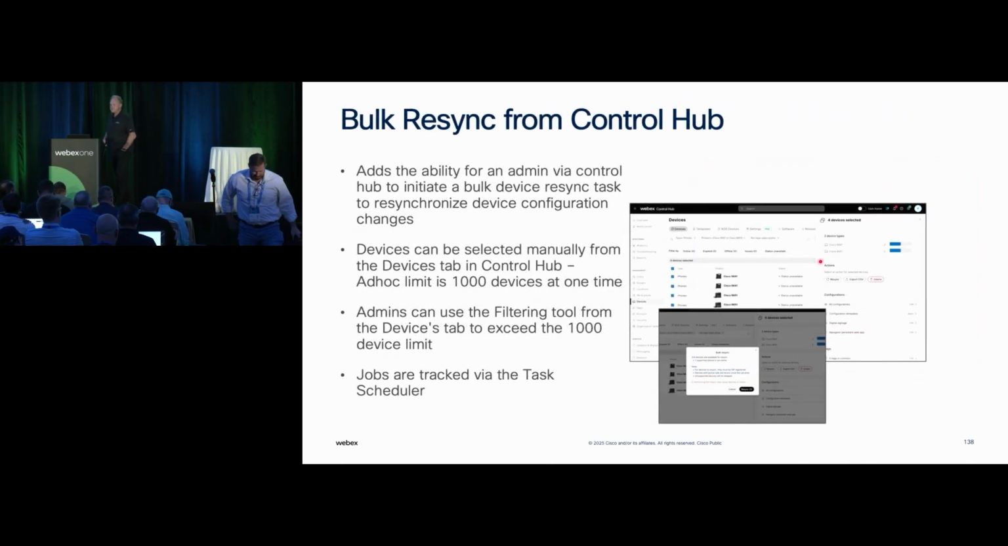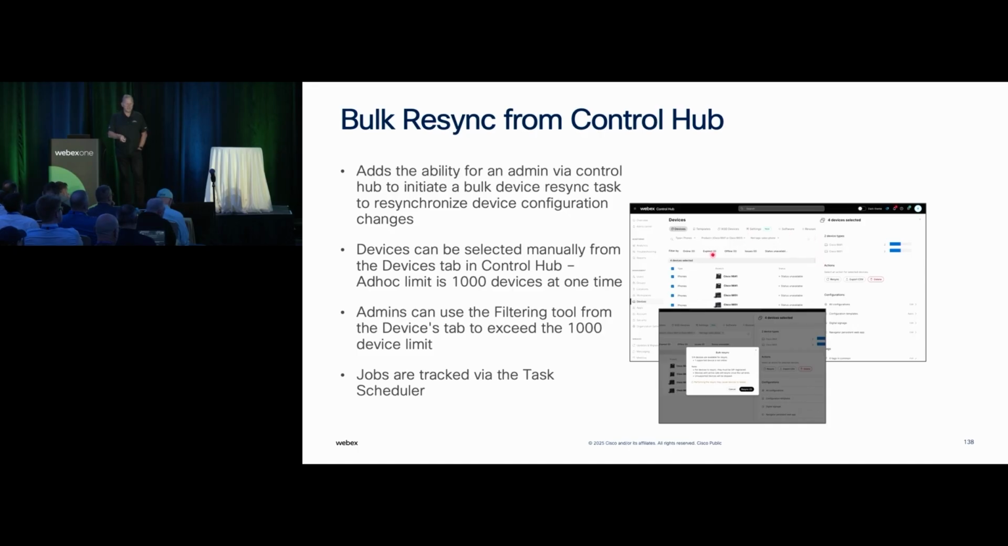The last one here for devices is the bulk resync. As you might know, typically devices reach out to Control Hub, to the back end, as part of a nightly resync around 2 a.m., 3 a.m. to pull the latest configuration. Sometimes this is not enough. Sometimes administrators ask us for an option to force a resync for a bunch of phones after they updated bulk settings. And this is what we now allow you to do.